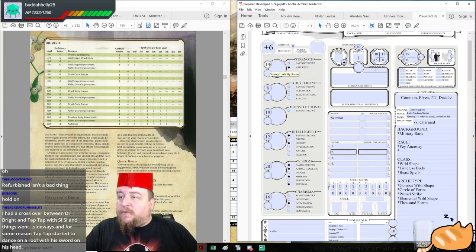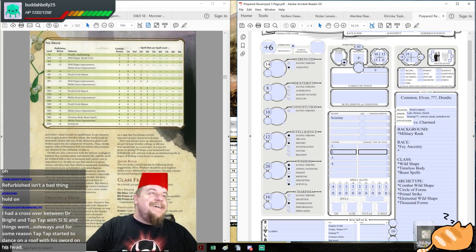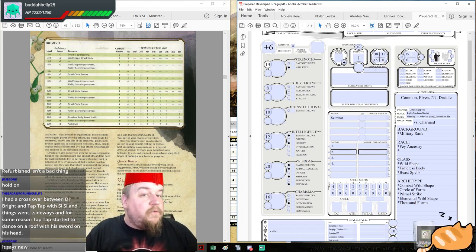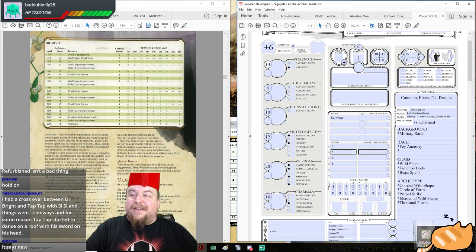Forerunner, I had a crossover between Dr. Bright and Tap Tap with CC, and things went sideways. And for some reason Tap Tap started to dance on a roof with his sword on his head. That's very coordinated for someone who has a 1 in dexterity, Forerunner.